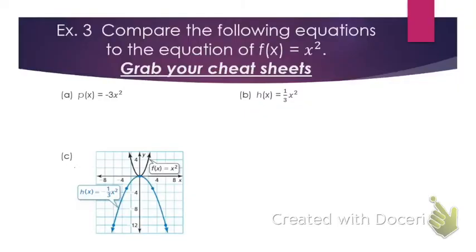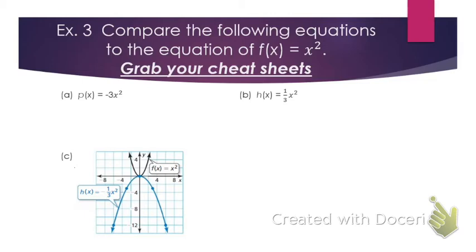Now we move on to example number 3. It says, compare the following equations to the equation of f of x equals x squared. And you see right here where it says, grab your cheat sheets. So go ahead and grab your cheat sheets. If you have not been able to find your cheat sheet, you need to grab a friend, take your cheat sheet down to Miss Rockefeller, and she will make you a copy, okay? Because I don't have any extra copies. I told you guys to hold on to these, that we were going to use them again. You've written so many things on them. So hopefully you still have them, or you can find a friend that will let you make a copy, okay?